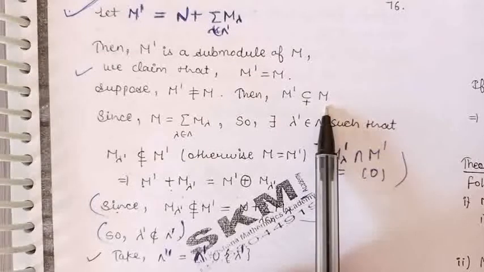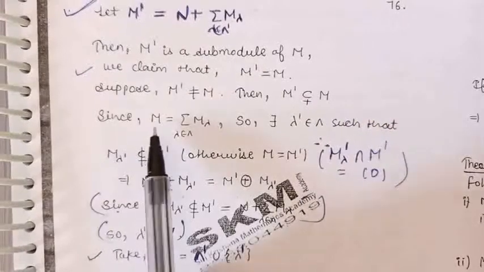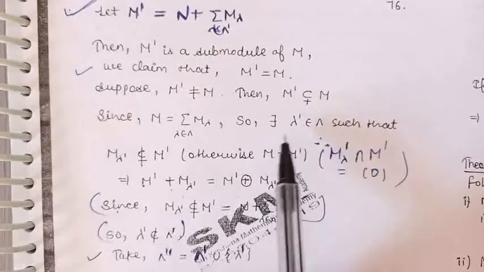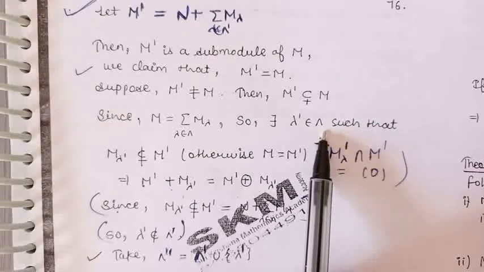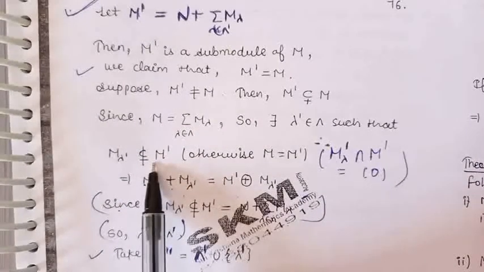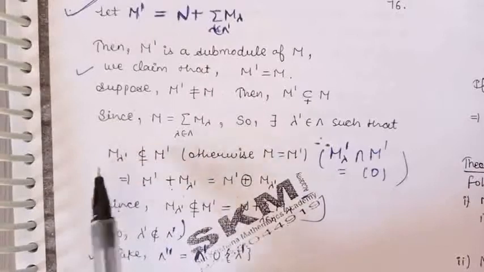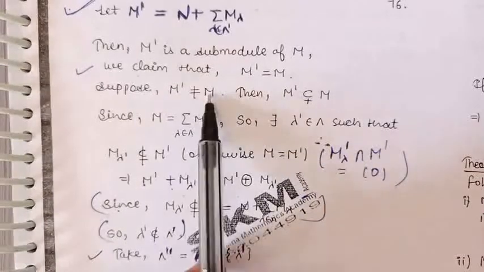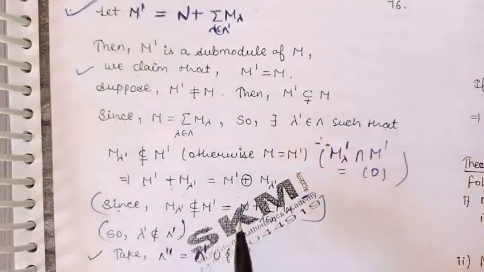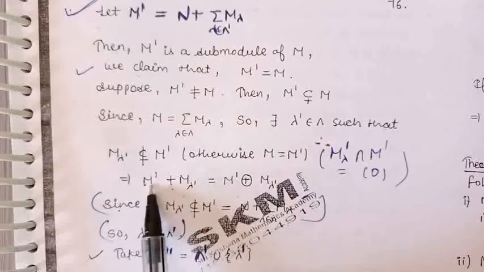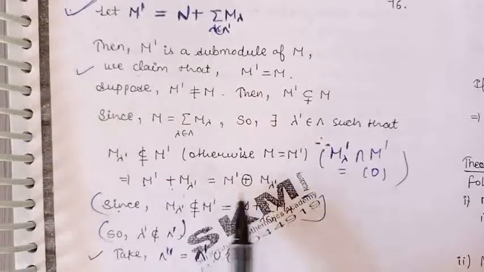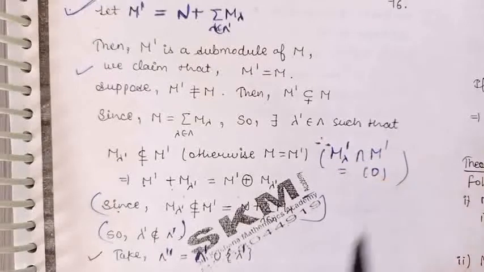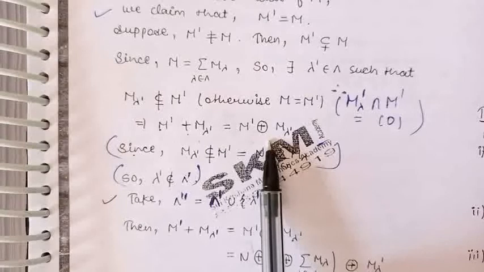Now, as in the first step of the theorem, in the same way we can prove here, because M is summation M_λ and M' is properly contained in M, there will exist a suffix λ' belonging to the family Λ such that M_λ' will not be contained in M', because if every M_λ were contained in M', in that case M would be equal to M'. But here M and M' are not equal, and therefore we must have, in this case, the linear sum of M' with M_λ' the same as their direct sum, because in this case the intersection of M' with M_λ' is 0. So this sum in this case becomes a direct sum.